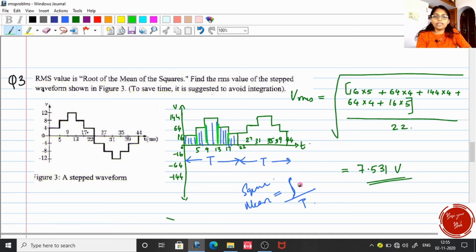Okay, so we have done the integration. Now divide by the time period. The time period is 22. Now the next step is to take the square root. Take the root. The square root is written there, and solving it out you will get 7.531. It is a very easy question with a simple concept, that integration means taking the area under the curve. Okay, so that's it. And the last question.